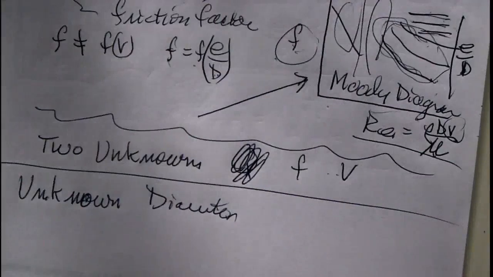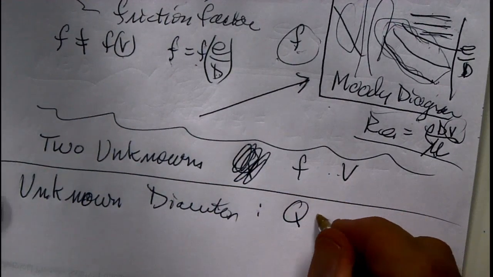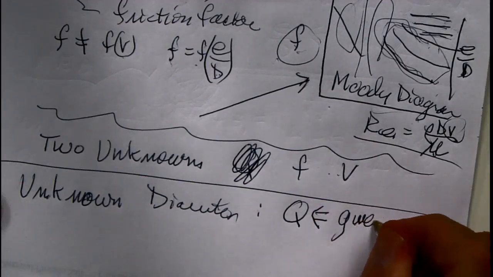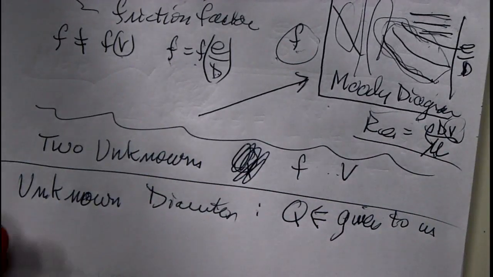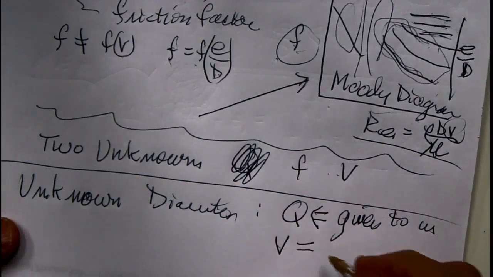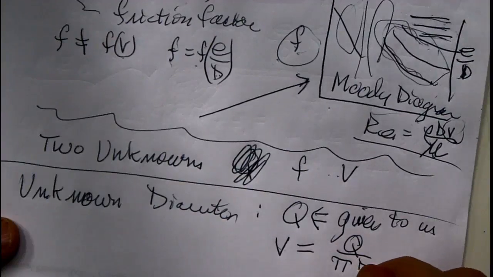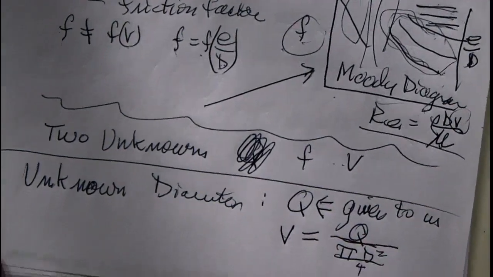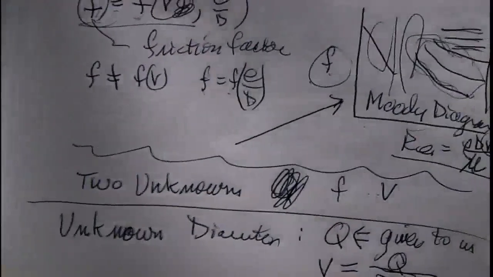Whereas we may know Q, the volumetric flow rate, and that is often given to us. We don't have velocity, because velocity is going to be Q divided by area, which is pi d squared over 4, the area of the pipe. It's a round pipe. So typically, unknown diameter turns out to be really difficult to work.